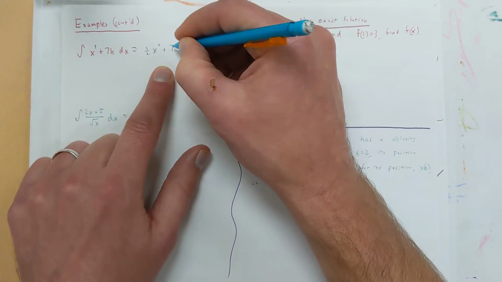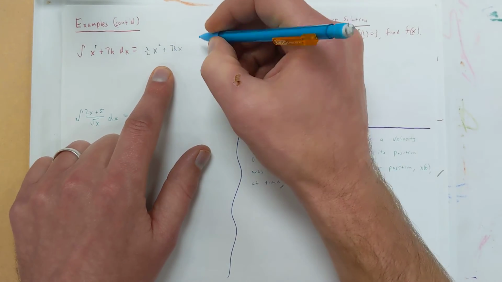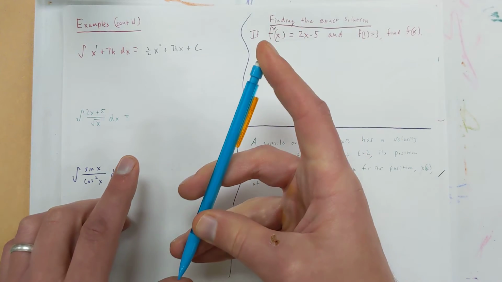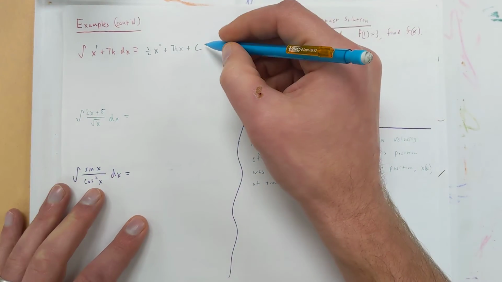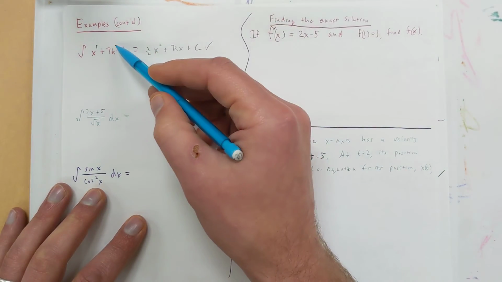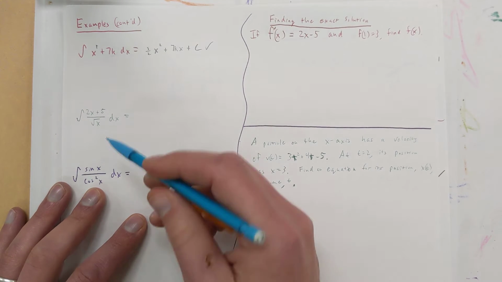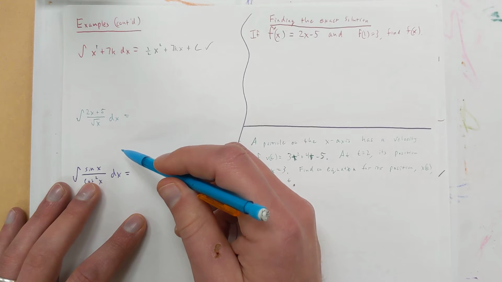Now there's a k in there. That's okay. k is just some constant. And I still have to put plus c. And that's it. That's all I have to do there. I don't want you to freak out if you see some unknown constant in there. This one, though, this one is going to take a little bit of thought.